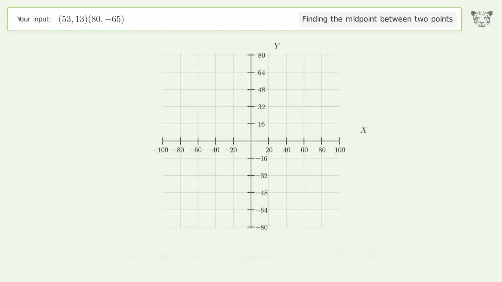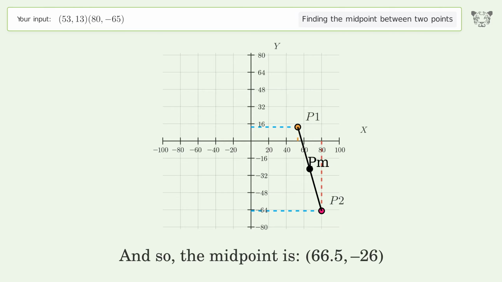And so, the midpoint is 66.5, negative 26.